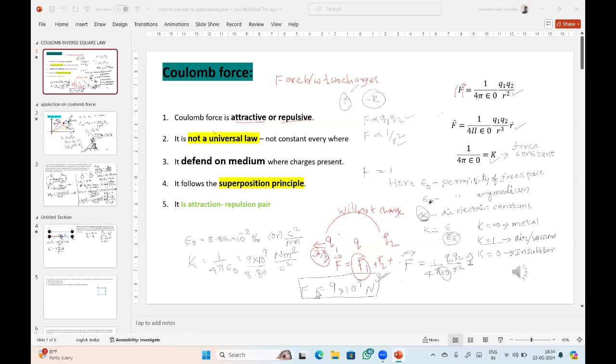The value 9 into 10 to the power of 9 newtons means that if I consider charges of 1 coulomb and 1 coulomb separated by a distance of 1 meter, then I get a force of 9 into 10 to the power of 9 newtons. This is the unit force between two unit charges separated by unit distance. If the charges are increased or decreased, or the distance between them is increased or decreased, the force will be a multiple of this value, for Q1 Q2 by r square.